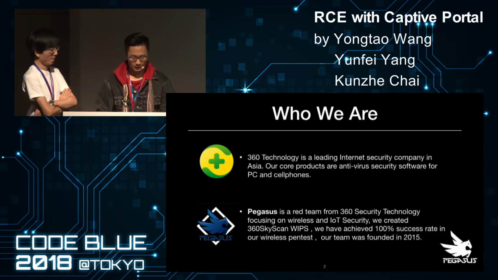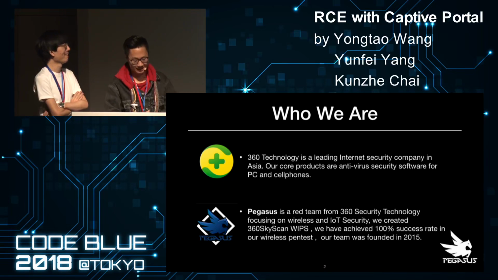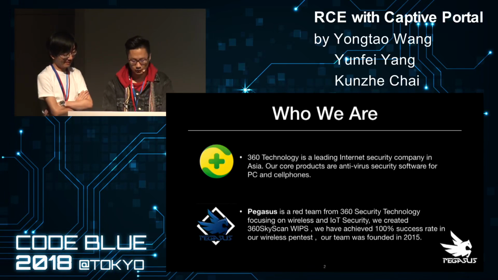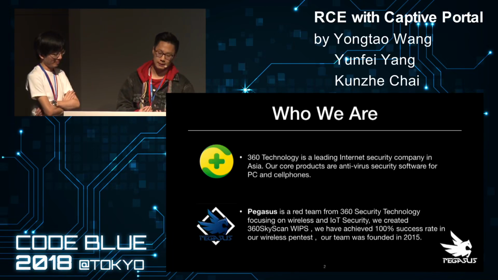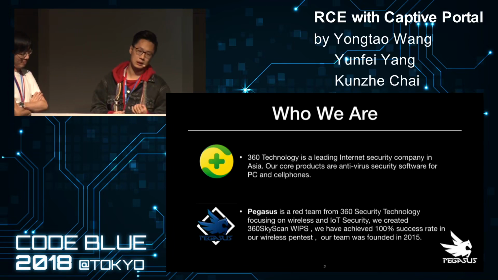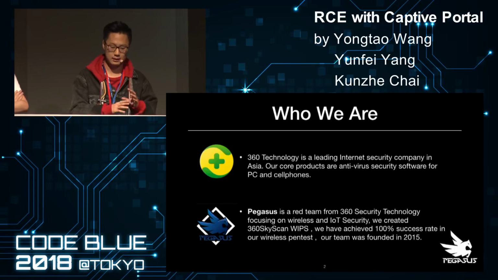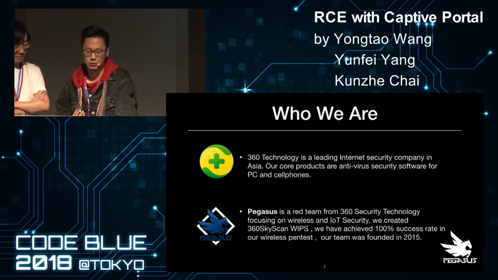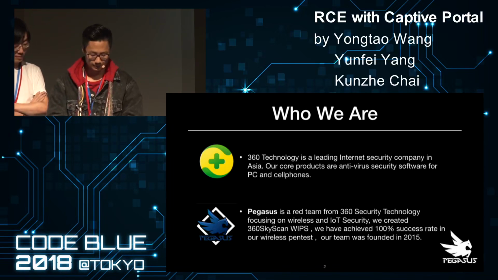Oh, okay. So our team, Pixels, is a red team for 360 security technology, focusing on wireless and IoT security. We created the 360 Skyscan WIPS. It protects a company's wireless security system. And we have achieved a 100% success rate in our wireless pen tests. Our team was founded in 2015.